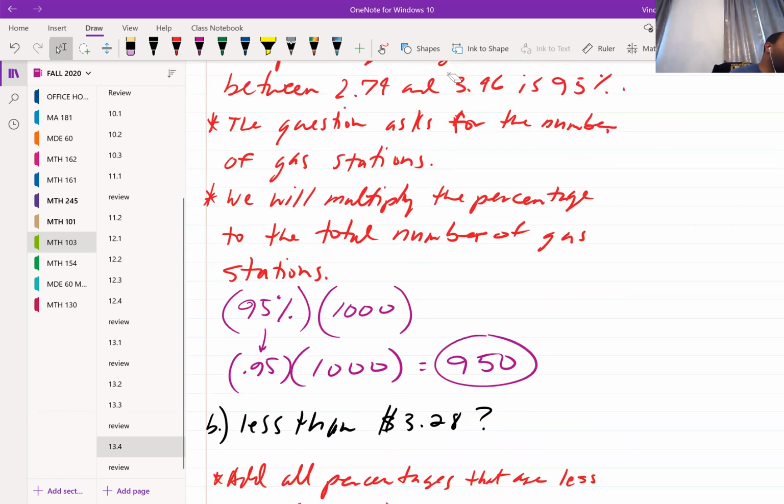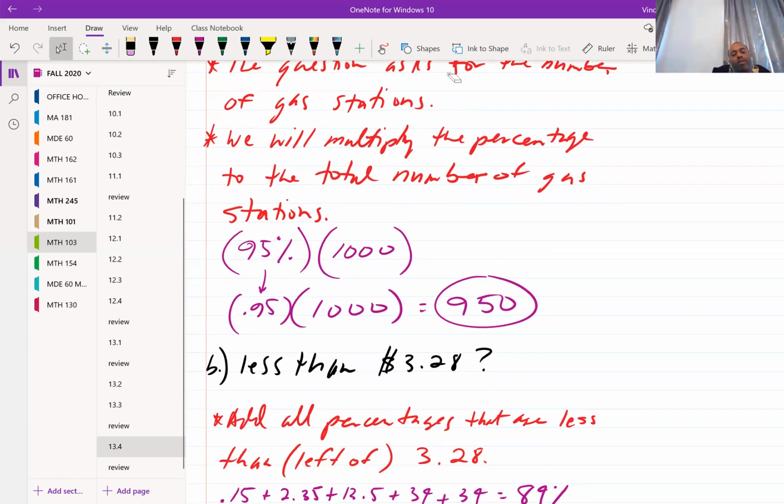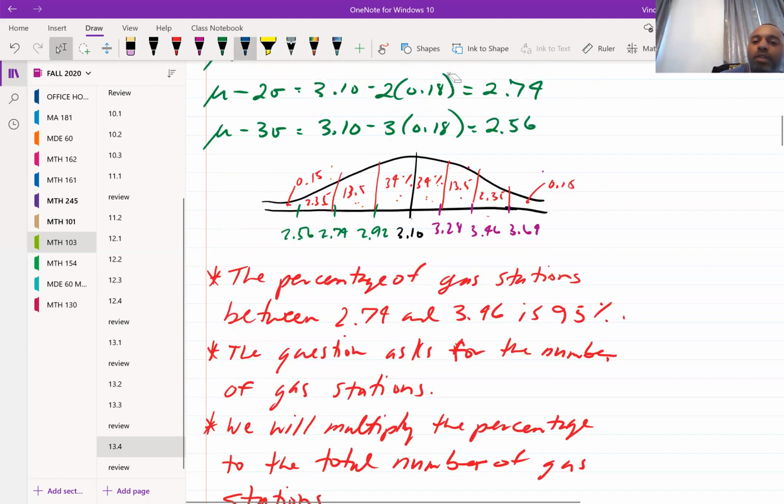All right, so B, how many charge less than $3.28? So we look at that red statement there. We're going to add all percentages that are less than, or to the left of. Less than and left of are synonymous, just like greater than and to the right of would be synonymous. So we're looking at 328. So let's go back here.